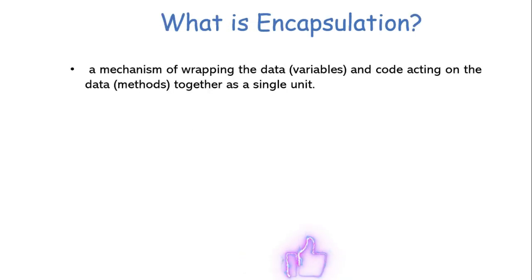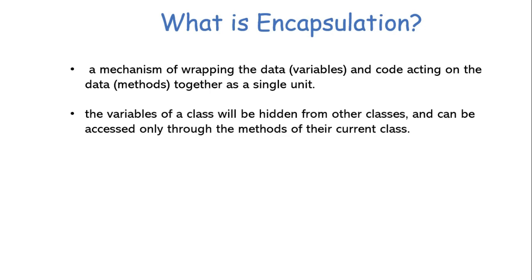Encapsulation is a mechanism of wrapping the data, which is variables and methods, together as a single unit. In encapsulation, the variable of a class will be hidden from other classes and can be accessed only through the methods of their current class. Therefore, it is also known as data hiding.